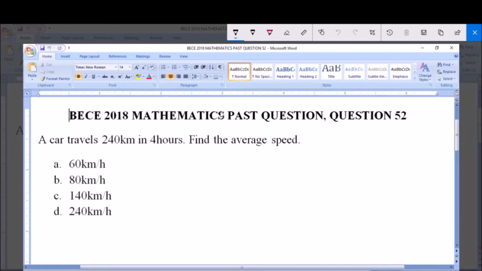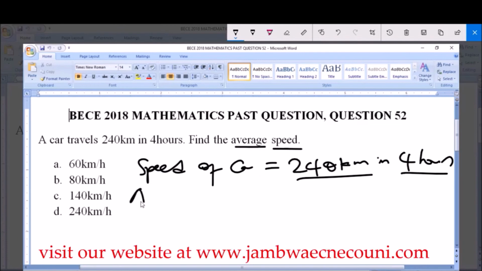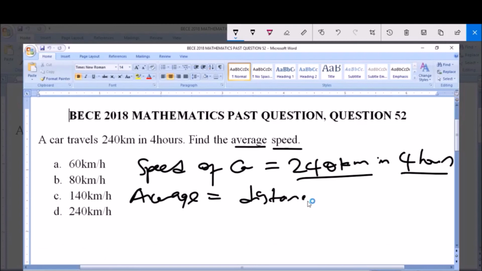Now the speed of the car was given to be 240 km in 4 hours, meaning that the car covers the distance of 240 km in 4 hours. And now we are asked to find the average speed of the car. Now average speed simply refers to the distance covered in 1 hour. Remember, the speed was given to us in 240 km per 4 hours, but the average speed has to be the distance covered in 1 hour.